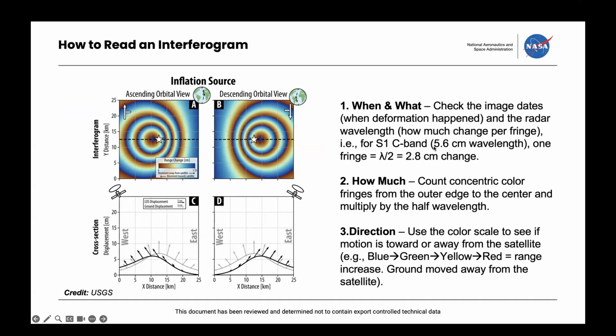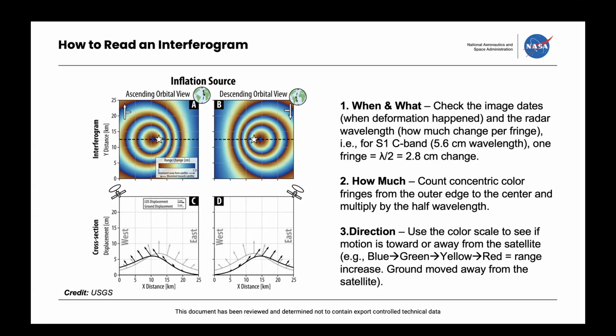For C-band, for Sentinel-1, the wavelength is 5.6 centimeters. And so half of the wavelength, meaning each fringe here means that there is a change or a movement of 2.8 centimeters for C-band. Now, the second thing you have to consider is how many concentric colors you can count from the outer edge to the center, and then you have to multiply it by half of the wavelength to know how much the ground moved.